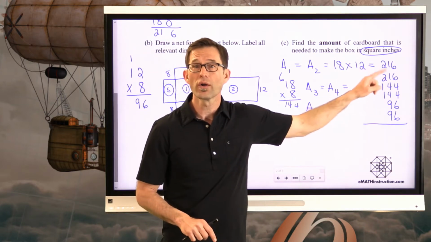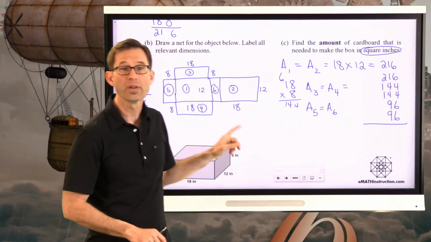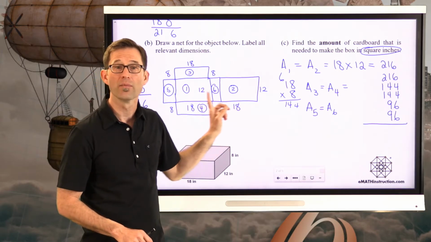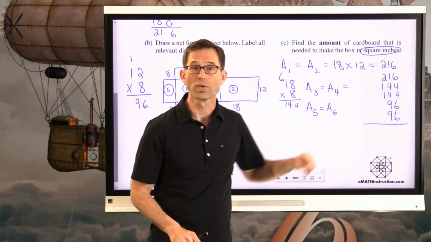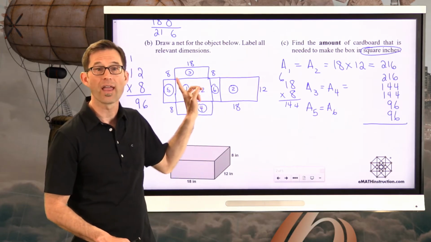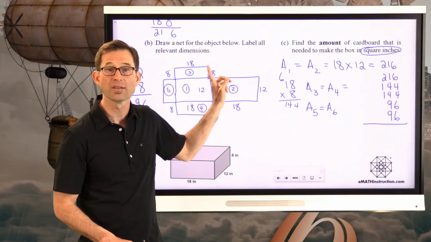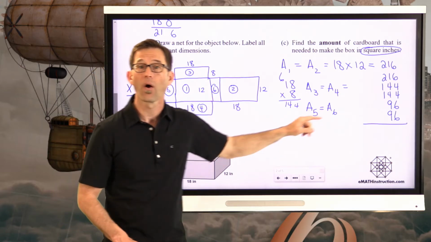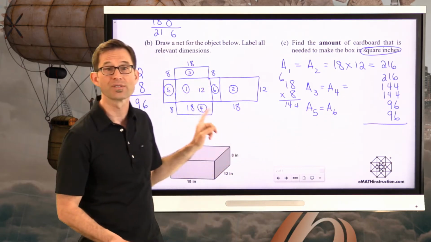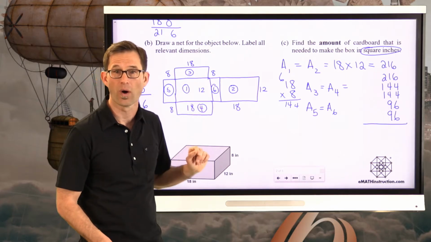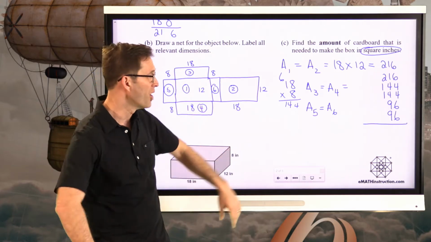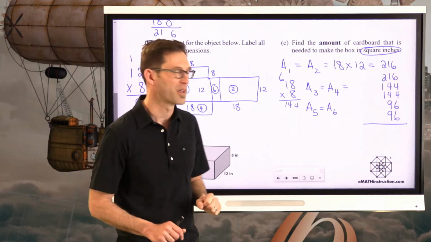Right, the 2 216s, those really come from the top and the bottom, the bases of my box, right? The 144s, those come from these sides that are 8 inches tall and 18 inches wide. And then our 296s come from the faces that are 8 inches tall and 12 inches wide. Now we just have to add them all up. Let's see if I can do it without making a mistake.